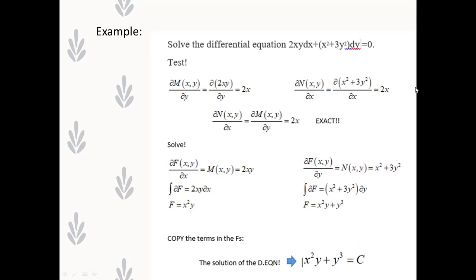Miss, a question. Yes. Miss, is there a shortcut, instead of solving for both partial F, that would make it faster? You have to solve for both.